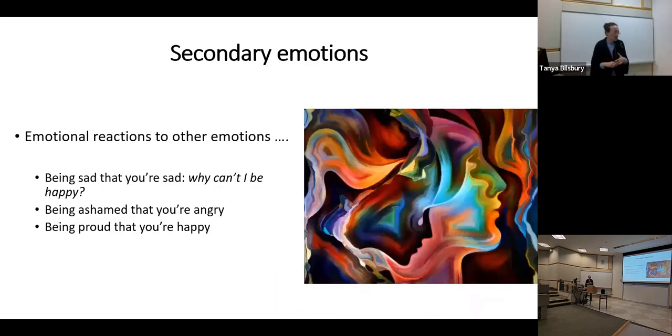Now, let's say you have an emotion. You don't have to stop there. You could have an emotion about having the emotion. So when you're angry, you could also be ashamed that you're angry. Okay? You could be sad that you're sad. Why am I always so sad? This is terrible. And so you can imagine how this complexifies your emotional life.